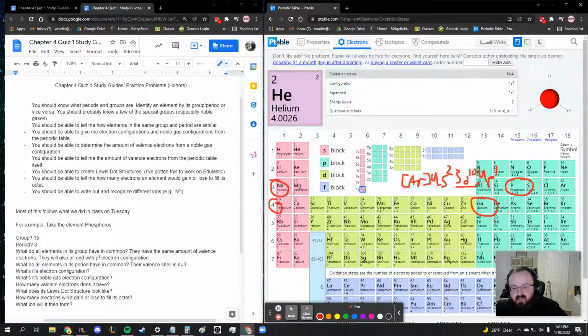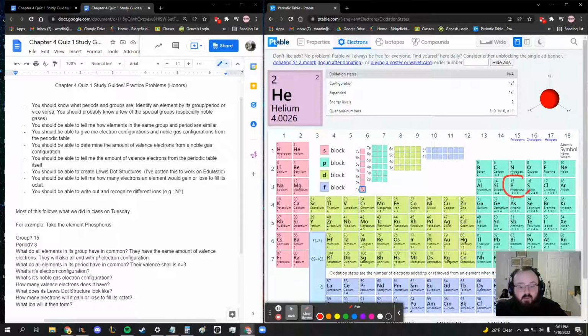And these 3d electrons are not included in our valence shell. It's only n equals 4, which, as we can see, is period 4. So the valence electrons are only the electrons that are in the same principal quantum number, the same period, as whatever element we're looking at. Alright, what is its electron configuration?